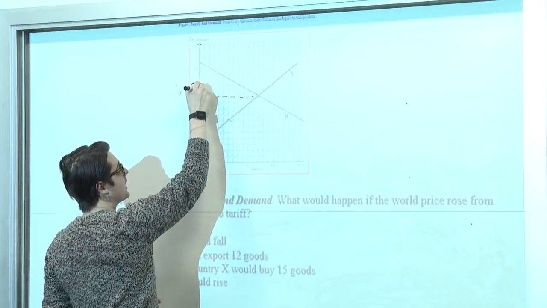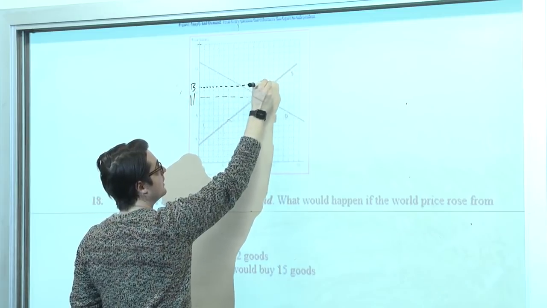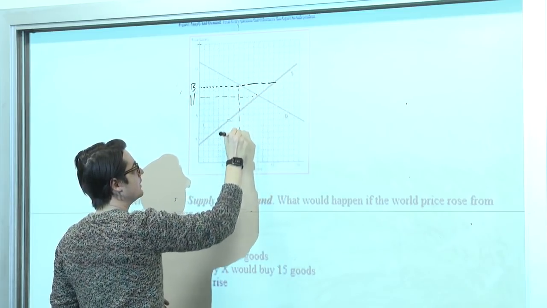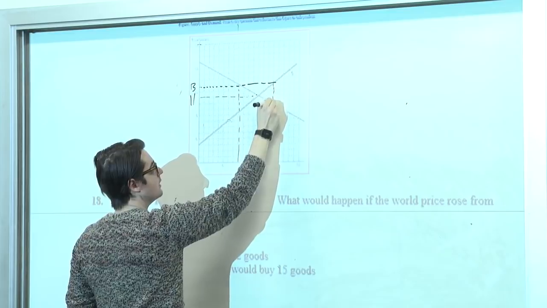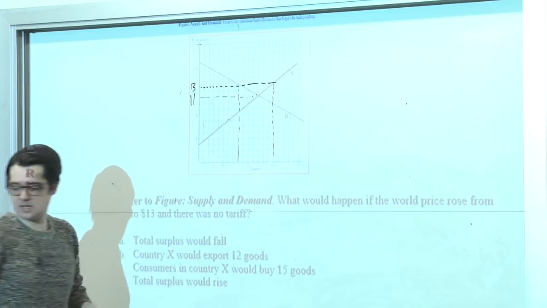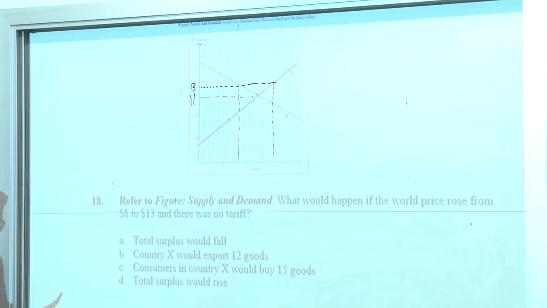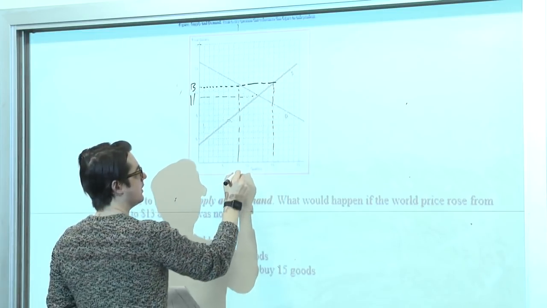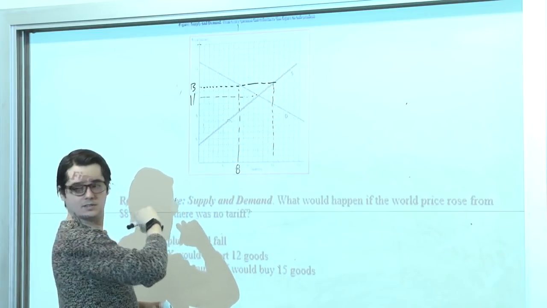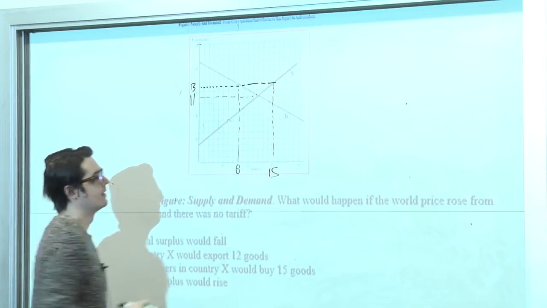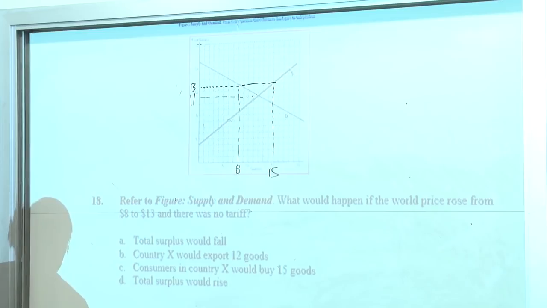Then we can go across at 13 and find the quantity supplied and the quantity demanded, which, let's see, at 13, thank you, 8 and, what was it? 15. 8 and 15. Okay, so then which of these is going to be true?